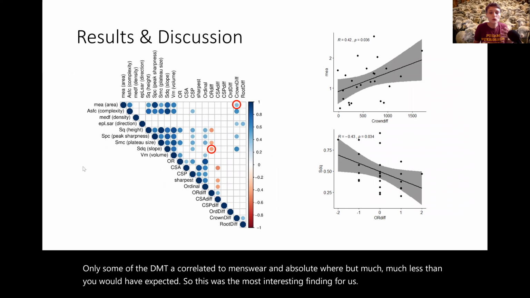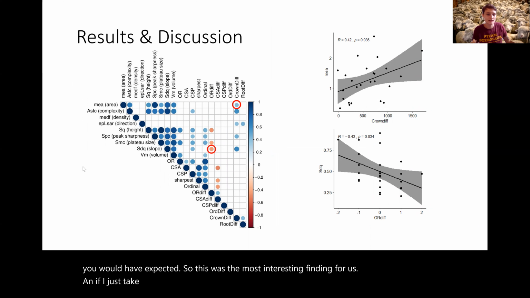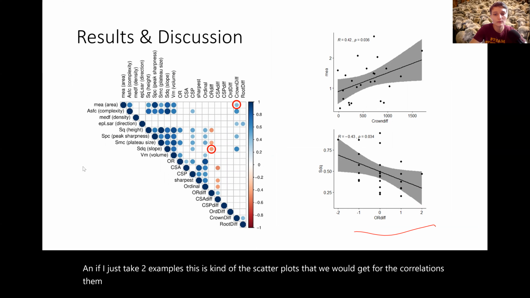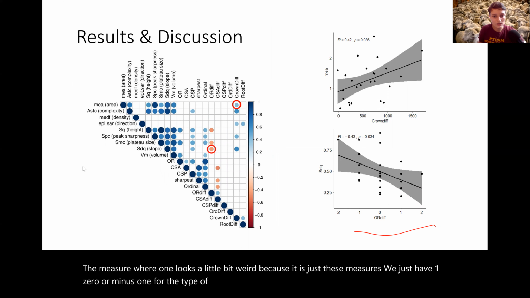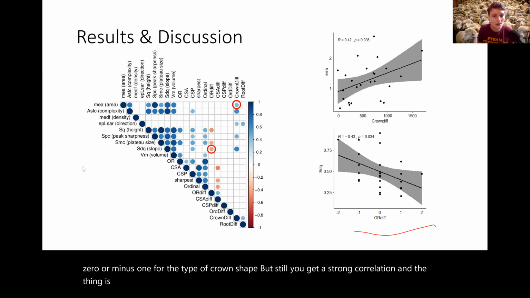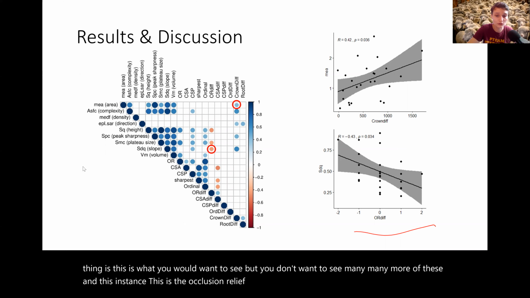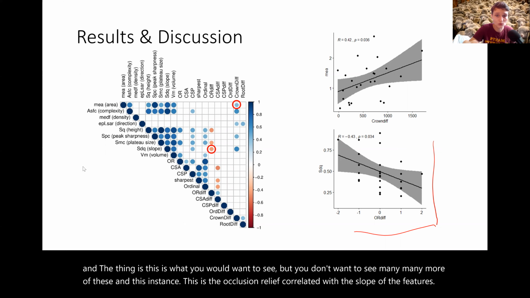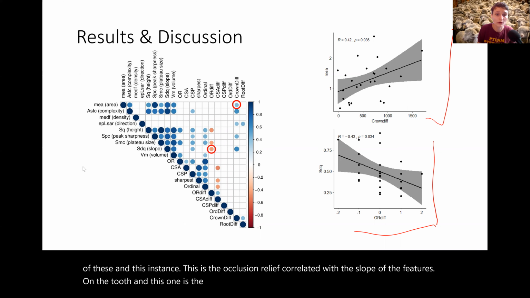If I just take two examples, these are the scatter plots that we would get for the correlations. The mesowear one looks a little bit weird because we just have 1, 0, or -1 for the type of crown shape. But still, you get a strong correlation. This is what you would want to see, but you'd want to see many, many more of these. In this instance, this is the occlusal relief correlated with the slope of the features on the tooth, and this one is the difference in crown volume with the area of the features on the tooth.